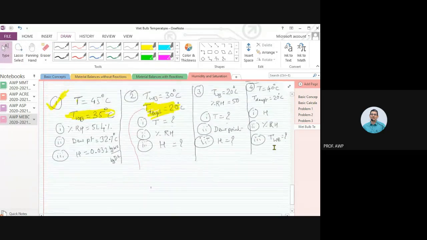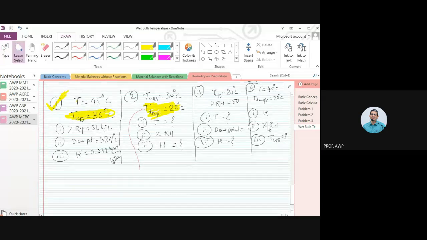The third problem says that the wet bulb temperature is 20 degrees centigrade, RH is 50%. We want to find the temperature, the dew point, and the humidity. So first we know that percent RH is 50%. The formula for percent RH is the partial pressure of water vapor at dew point temperature upon the vapor pressure at temperature of air, into 100.